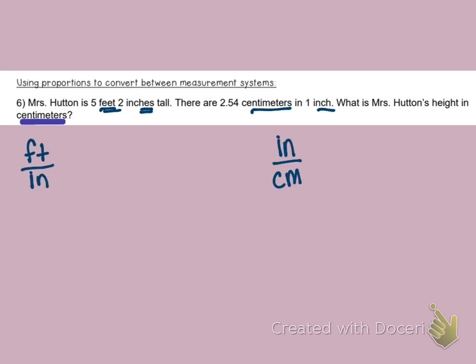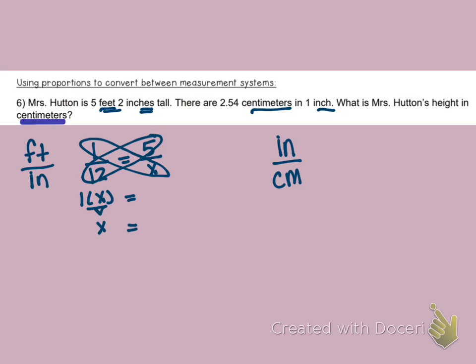So here it tells me that we have feet to inches, so I know that per 1 foot, there are 12 inches. In this case, we have 5 feet, therefore we need to find out how many inches that is. If I do my cross multiplication here, 1 times x is just x. And then I have my other diagonal of 12 times 5, which is 60. Therefore, 5 feet equals 60 inches, but she's not just 5 feet. She's 5 feet and 2 inches, so she is a total of 62 inches tall.